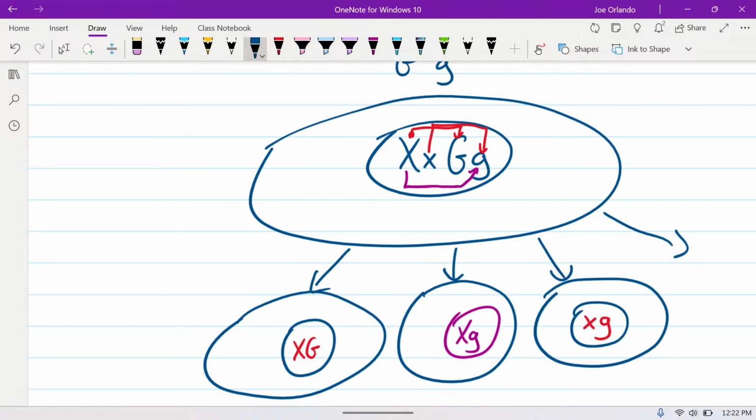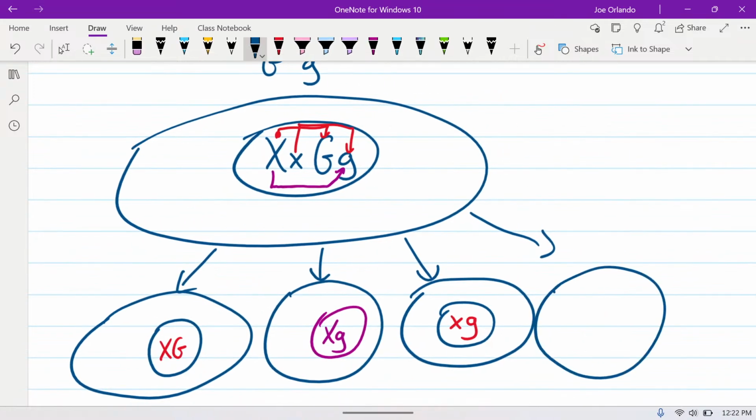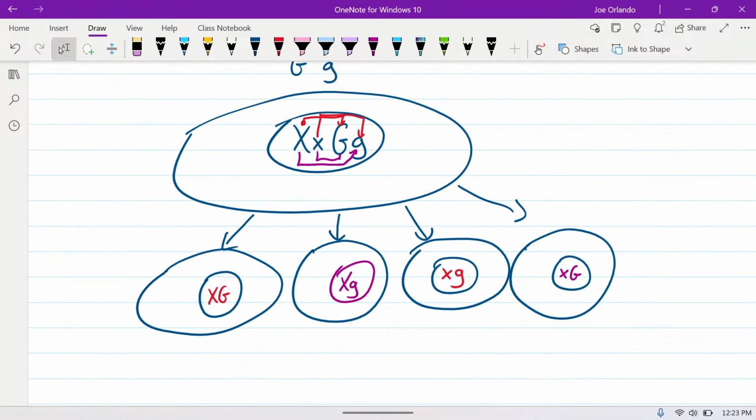Does that make sense? On the other hand, if the big X ended up with the small g, well, then what did the small x end up with? Does that make sense? So those are the only ways, if I'm not missing any, that these can come together, right? Does that make sense?